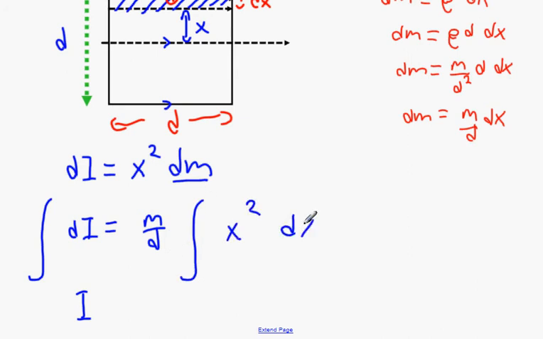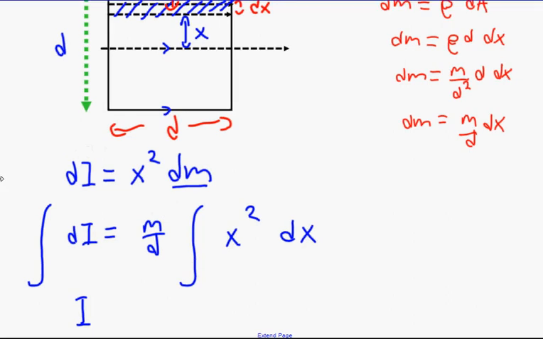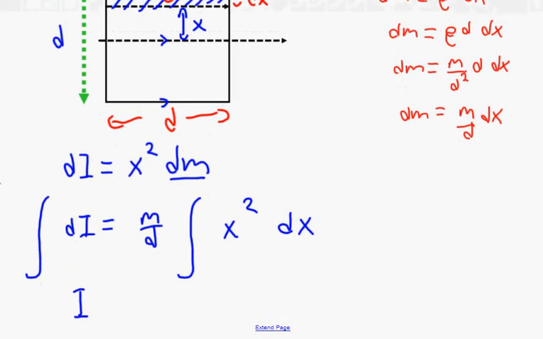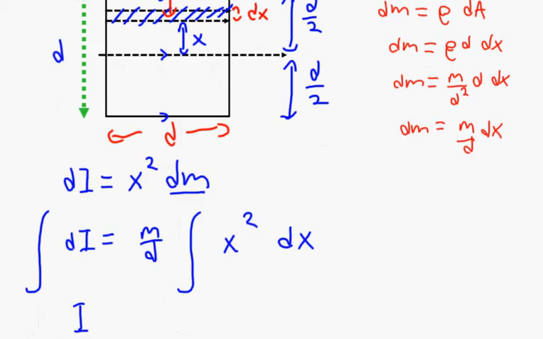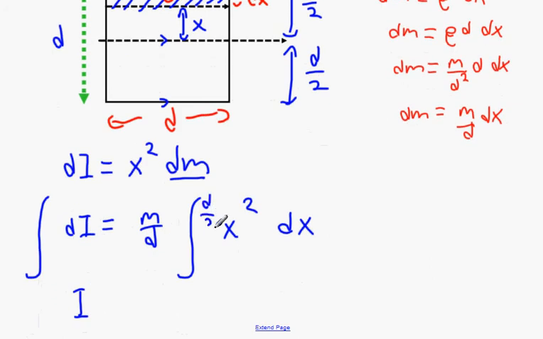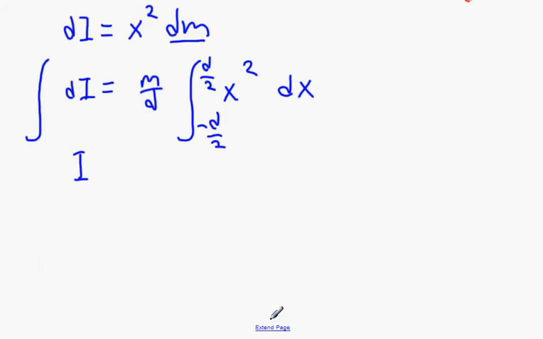Now, what are our limits for this question? If this is the center part, it goes a distance d over 2 above, and it goes a distance d over 2 below. So that means it's going to be d over 2 and minus d over 2. Okay, so that's where those two limits come from. The next part is just very much about integrating them.